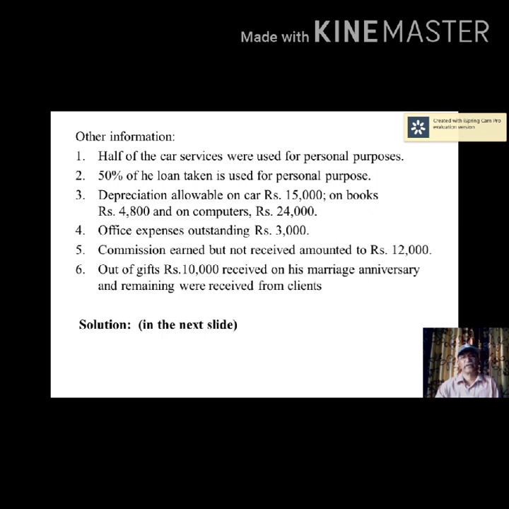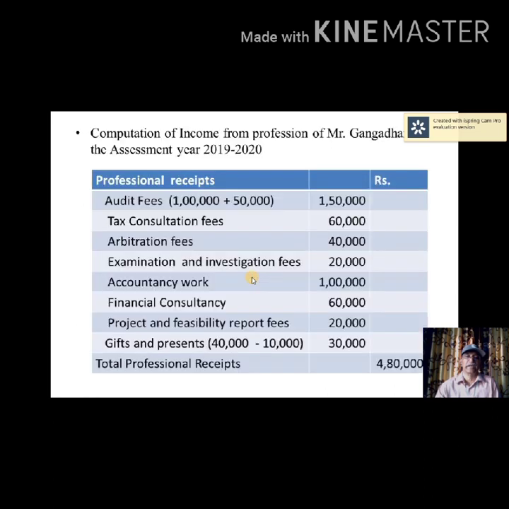Office expenses outstanding item is not taken here. Similarly, commission earned, that is also not to be taken because it is not yet received. It is yet to be received. Then out of the total gifts, 10,000 received on his marriage anniversary should be excluded. That is not for professional purpose. Just see the solution here. Whatever I have explained earlier, that is listed out here.